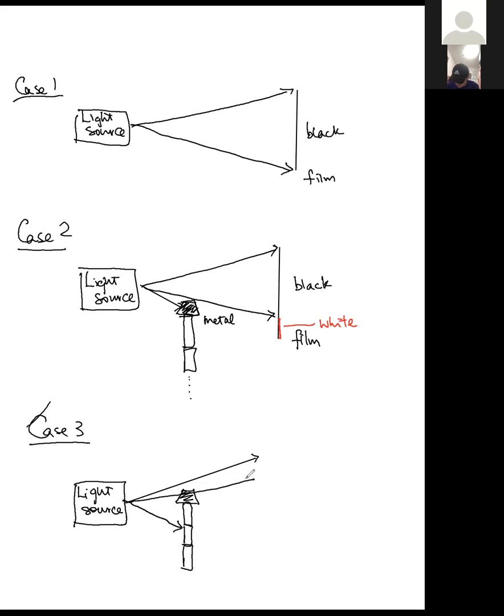How would the film look different? And imagine the film is of the same size as usual. All right, so you can share your answer now. How would this differ? Of course, now you understand it's partly black, partly white, just like case 2. But how does this differ from case 2?